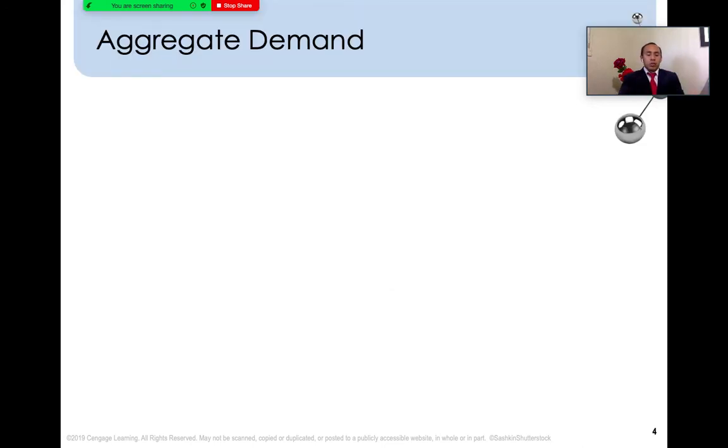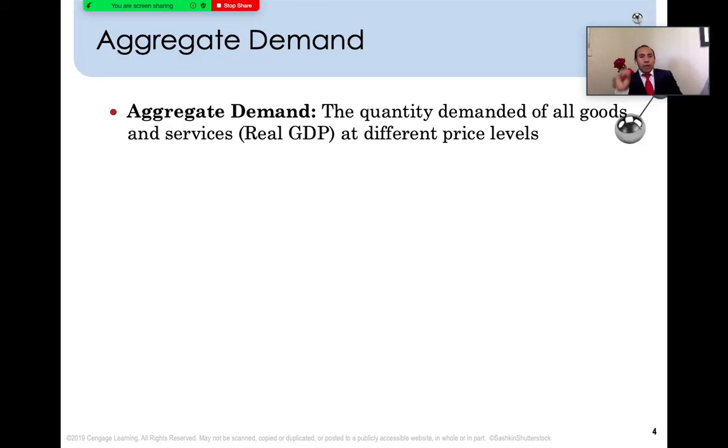Now, to start with aggregate demand, it's the quantity demanded for all goods and services measured by real gross domestic product at different price levels. So as consumers, as members of the economy, we demand a lot of goods and services. And there are different prices for goods and services.